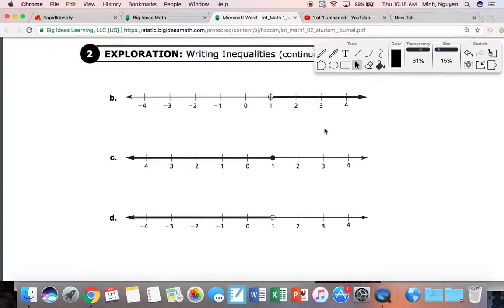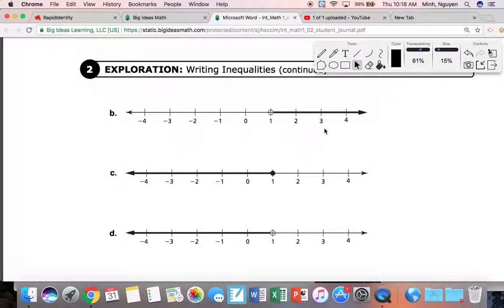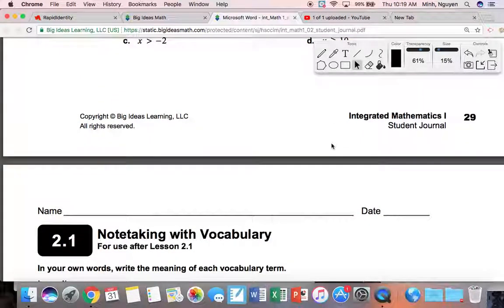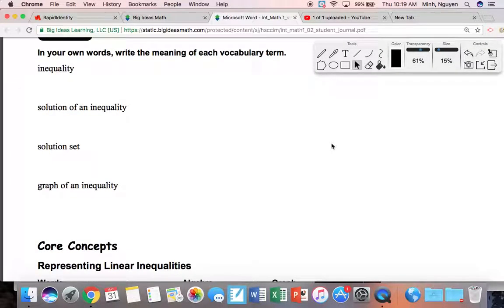And honestly, if you just take a look at these lines, you'll see that everything shaded in black is a solution. And you should notice that there are many solutions. The arrow means that it keeps going on in that direction. So we have not 1, but like 0.1, 0.2, 0.3, 0.5, 2, 2.5, everything less than 1 here, including the 1. So I'll get into more depth after we cover the core concepts.